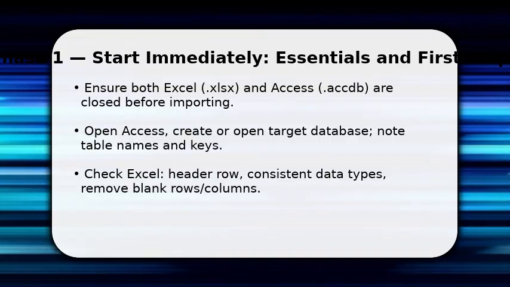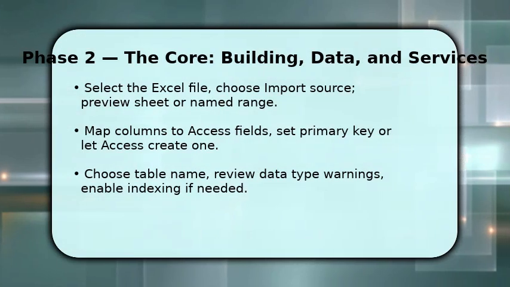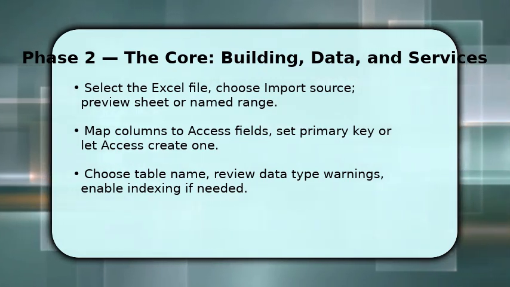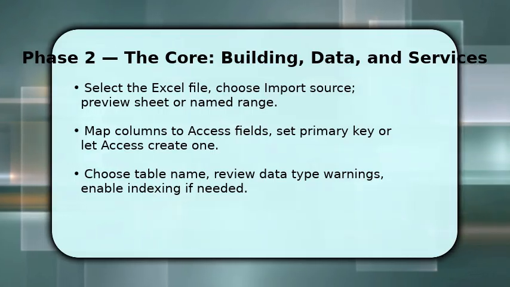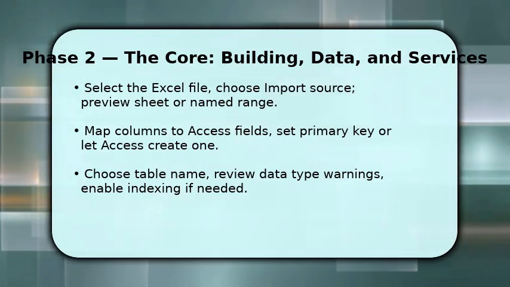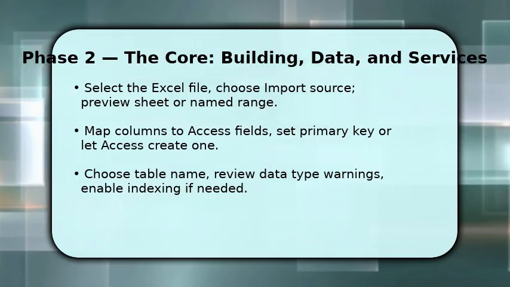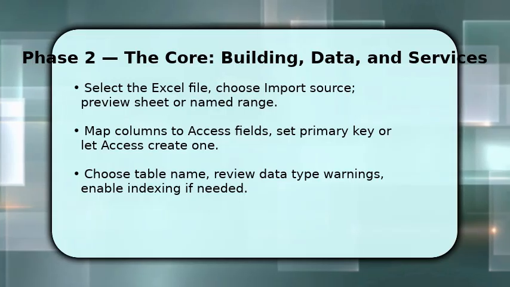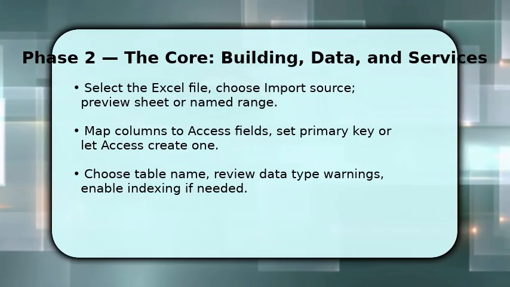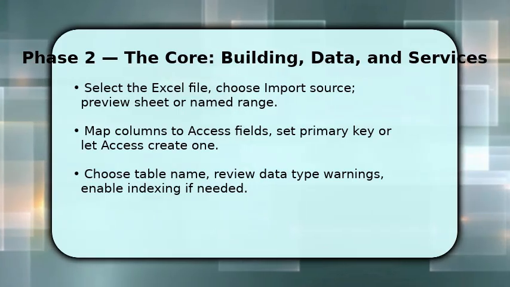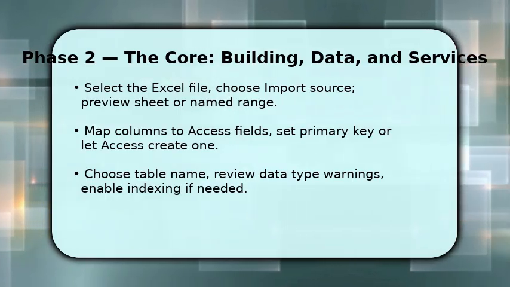This starts the import wizard that connects the two files. Next, you work through the Import Spreadsheet wizard to control how data transfers. Choose the worksheet or named range and preview rows. This tells Access how to interpret columns. Then map each Excel column to an Access field, adjusting data types when necessary. Set a primary key or let Access create one, because keys control duplicates and joins later. Make a clear table name.